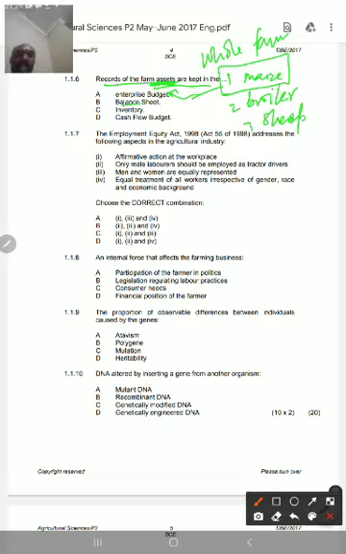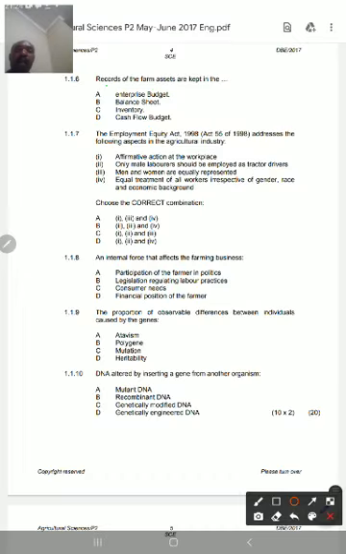What is a balance sheet? A balance sheet is a summary of all the activities, a summary of your assets and liabilities. Summary of assets and liabilities, such that if you put a minus here, assets minus liabilities, you get what we call net worth. Okay, so definitely it's wrong.